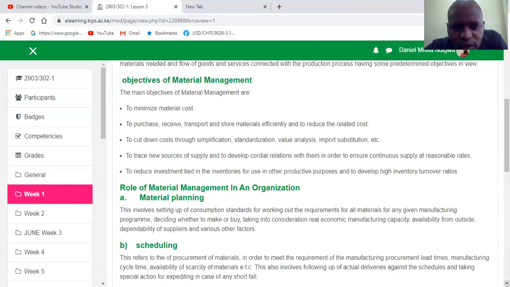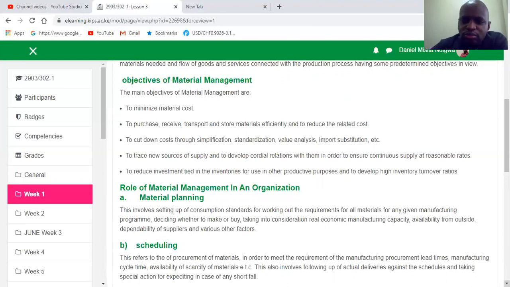It also enables you to track new sources of supply and develop cordial relationships with the suppliers. So you're able to relate better with your suppliers. And lastly, it leads to reduction of investment in tied up inventory. So remember, inventory is considered a waste in your organization. The best level of inventory that you need to keep in your organization is the optimum level, with no overstocking or understocking.